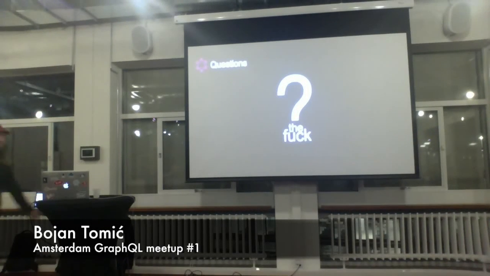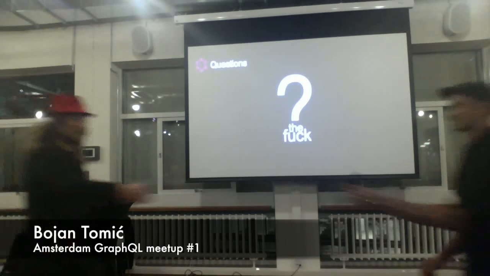Thanks. So I was wondering, you showed an example before where you were returning some errors. How are they implemented in GraphQL? Is there a specific solution for error handling?